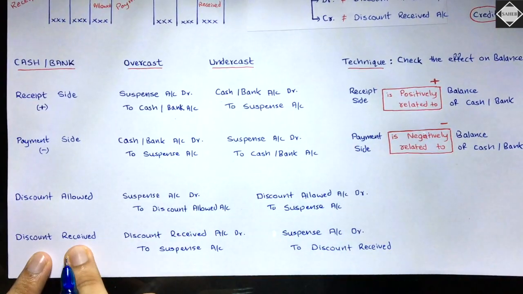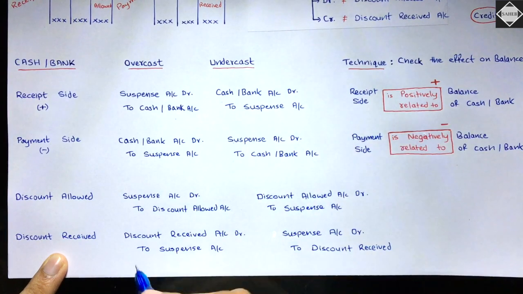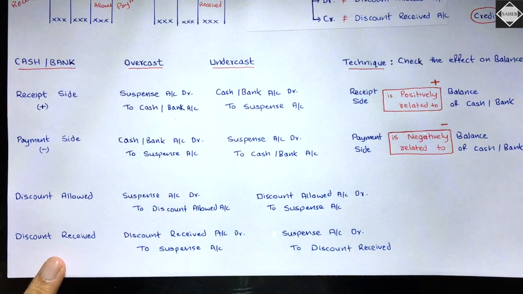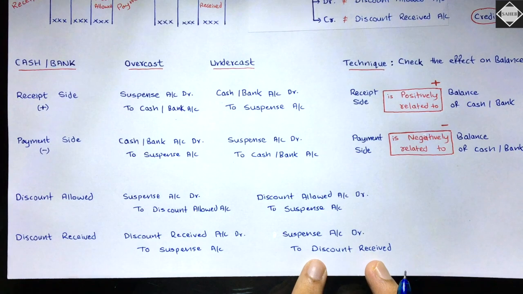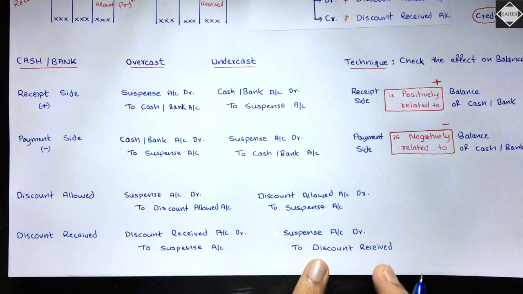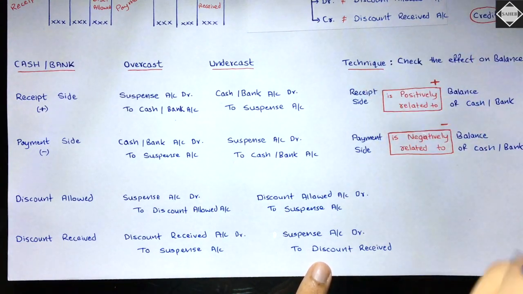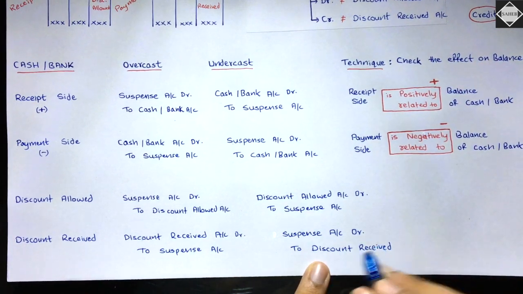And discount received is income, which has a credit balance. Whenever it is more than what it's supposed to be, overcast, that means you have to decrease it. To decrease the discount received, you have to debit that. Discount received account debit to suspense account. Clear? And then if discount received is undercast, less than what it actually is, you just have to credit the discount received and complete the entry with suspense. Because discount received is income, credit balance, you have to increase it. It is undercast now, so you credit that. Suspense account debit to discount received.